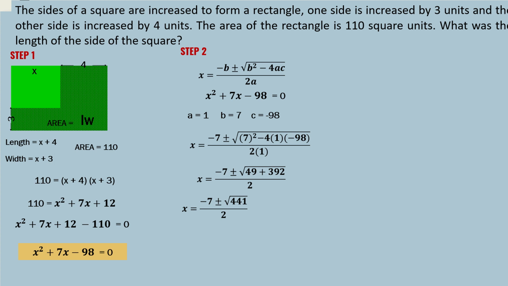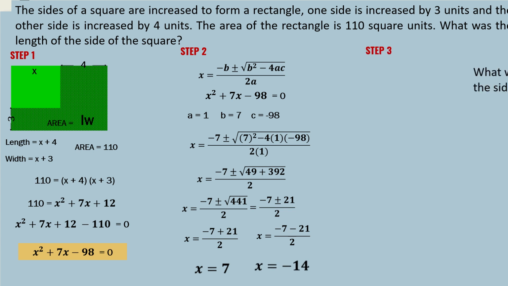And the square root of 441 is 21. So, we have negative 7 plus minus 21 all over 2. Then, let's separate the plus and minus. So, let's have the first one, negative 7 plus 21 all over 2. So, negative 7 plus 21 is 14. Divide by 2, the answer is 7. And then, on the other one, we have negative 7 minus 21 is negative 28 all over 2. So, negative 28 divided by 2, the answer is negative 14.